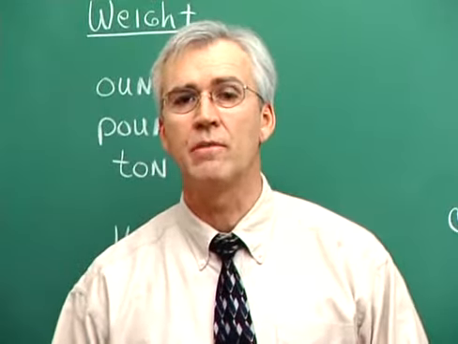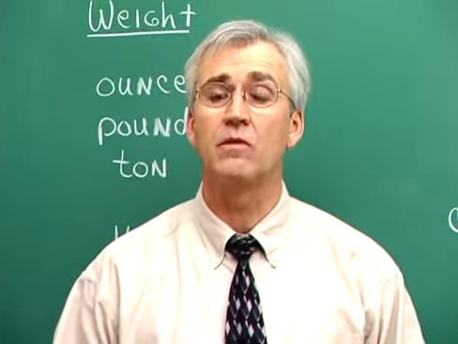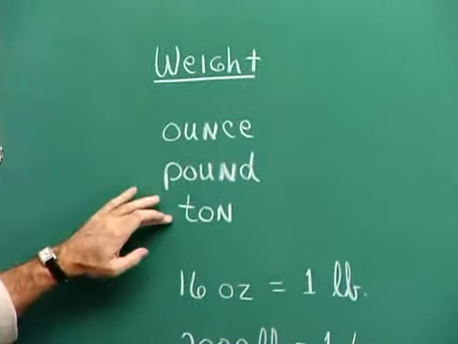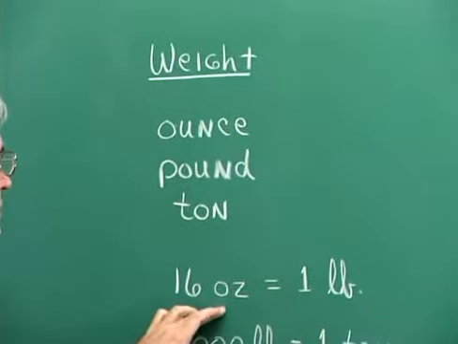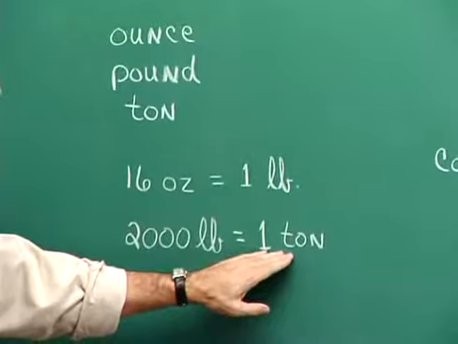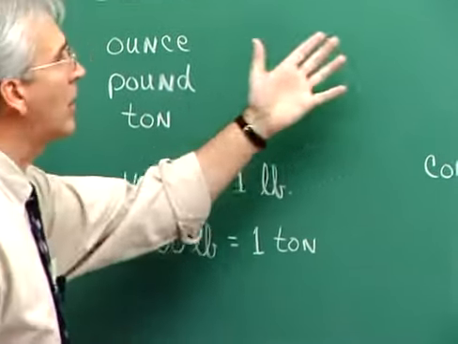Weight refers to the measure of the force of gravity, and in the U.S. customary system of weights and measures, there are three prominent units: ounce, pound, and ton. 16 ounces make 1 pound. 2,000 pounds make 1 ton. With these conversion factors, we can do some converting in problems like this.